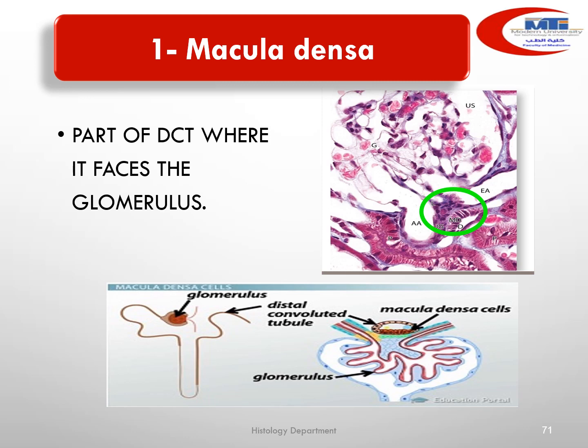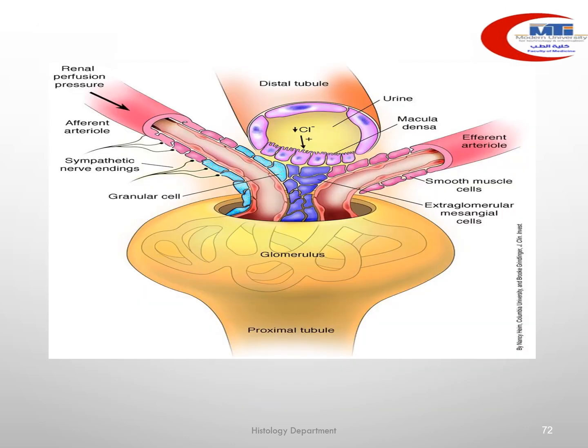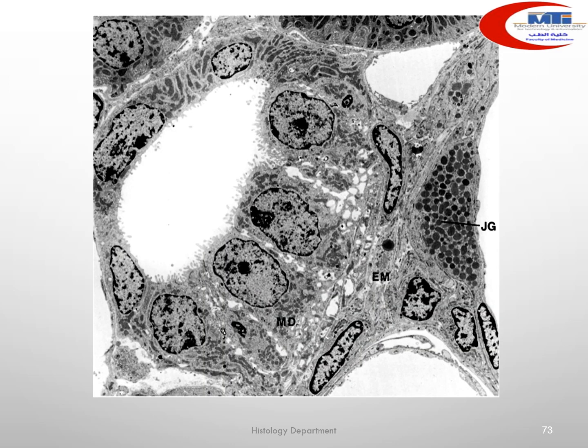It faces the glomerulus. This is the macula densa. The macula densa senses the increase or decrease in chloride ions in the urine, and it sends its feedback to the juxtaglomerular apparatus, and the sympathetic nervous system would also send feedback to the juxtaglomerular cells, and they would secrete renin. This is the macula densa cell.